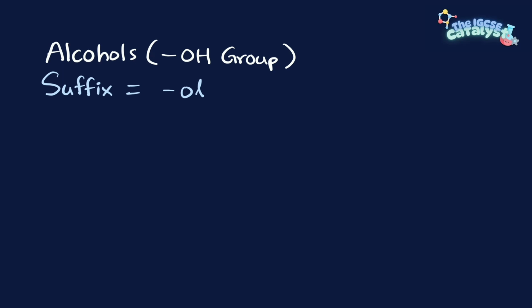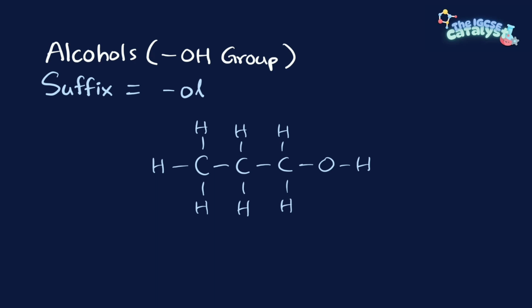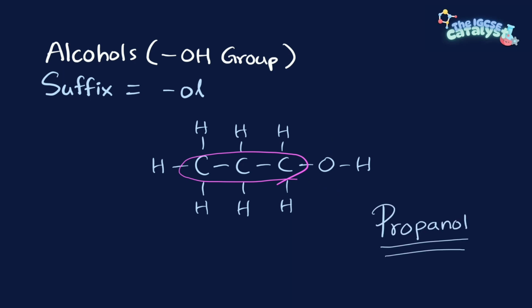Moving on to alcohols with the OH group. Their suffix will be "ol". Let's take a look at this. The first step is always to identify the longest continuous chain. So here we have these 3 carbon atoms connected in a straight chain. And then we have the OH functional group here. So an alcohol which has 3 carbon atoms will be called propanol.